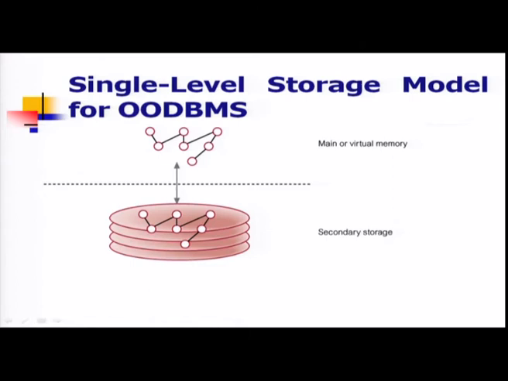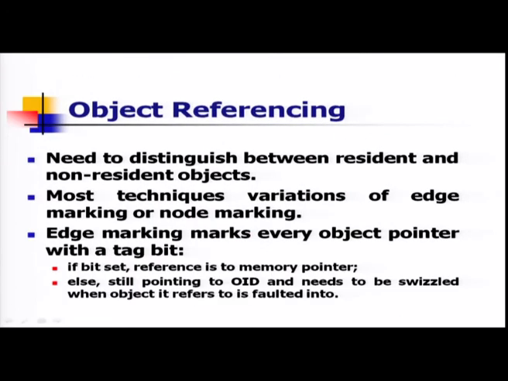So, ODBMS cuts out everything from the main memory to the secondary memory. There is no discrepancy in the way they are mapped. It is the same, the object goes, the object comes. It is not spread across the entire storage. One object, collectively it is stored. It is a great advantage. Object referencing, DOI, OID, I mentioned a few examples. Need to distinguish between resident, non-resident objects, object referencing.